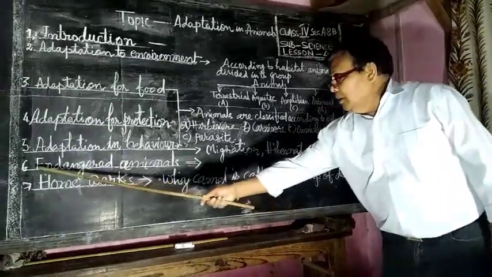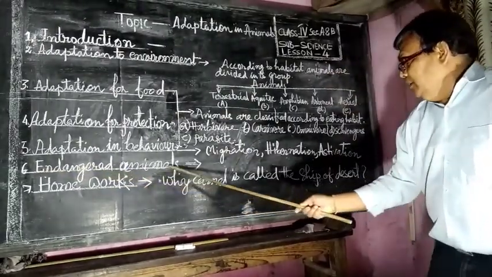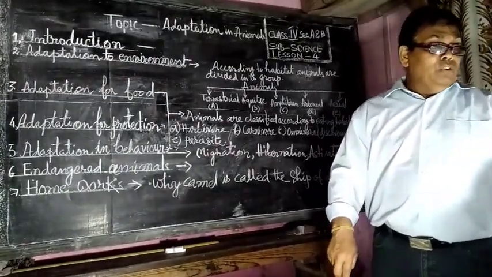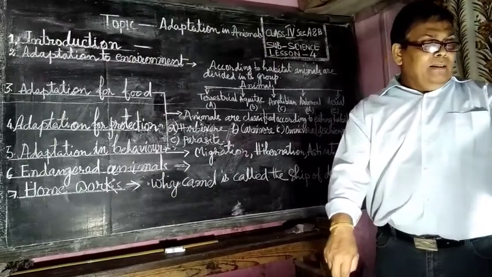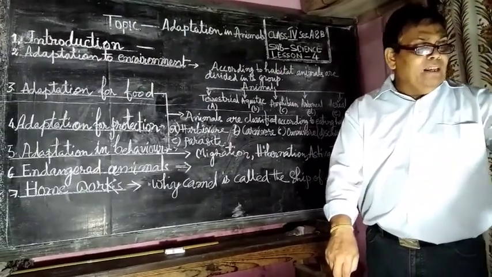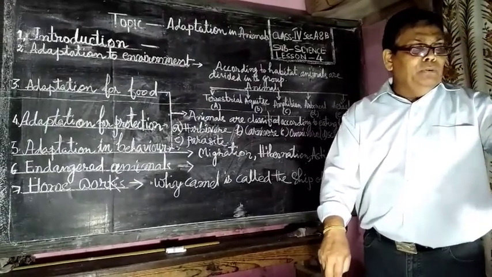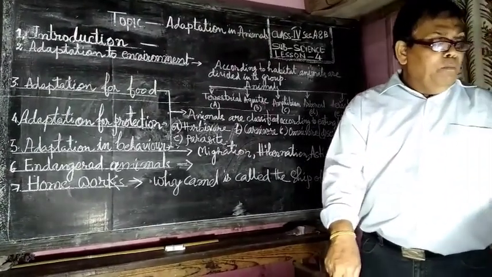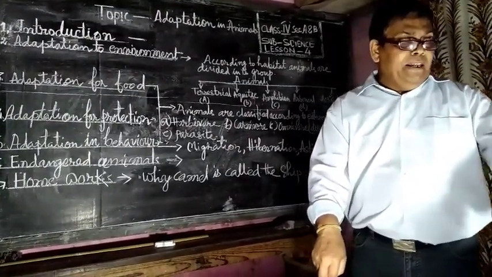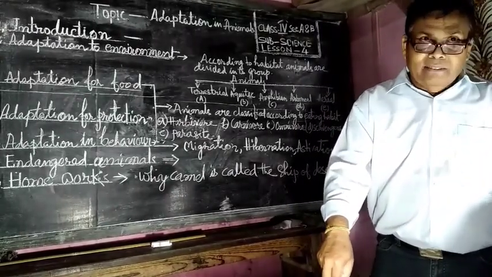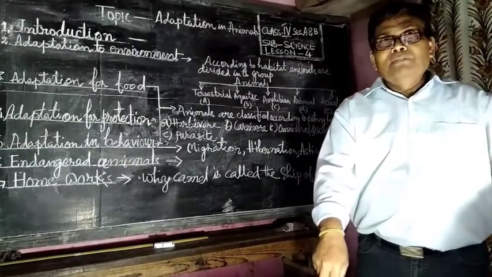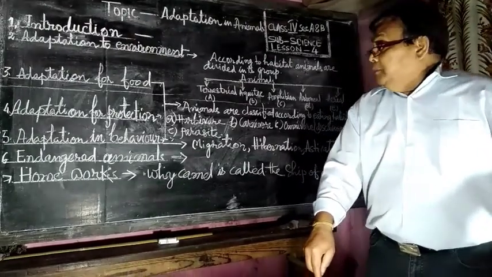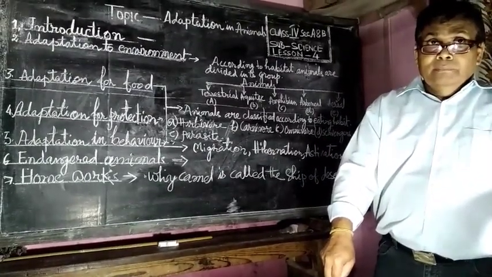Now, our next point is endangered animals. Although animals adapt themselves to survive in their habitats, still the lives of several animals are under continuous threat due to the activities of man. Deforestation for more and more land destroys the habitat of many animals. Hence, they are becoming extinct. Examples of endangered animals are giant panda, snow leopard, etc. See the picture.